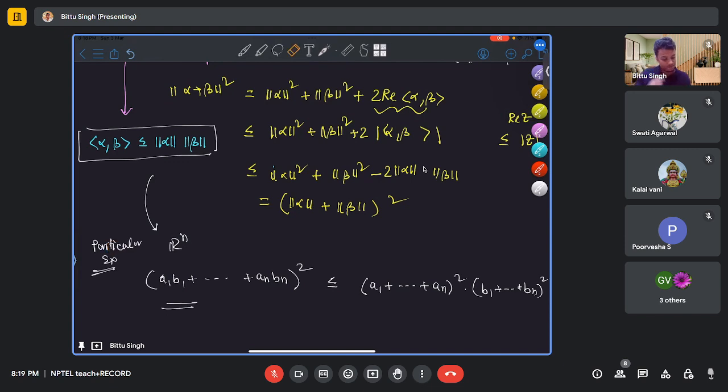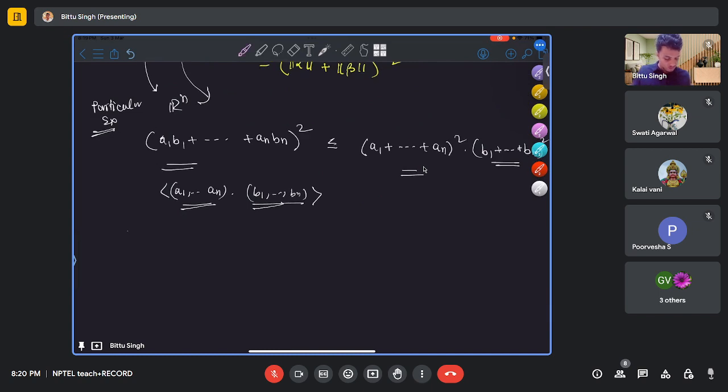Because the left hand side is the inner product of those two vectors, the inner product of a1 up to an with another vector b1 up to bn. And the right hand side is the norm of a1 up to an, and the norm of b1 up to bn. So from here, we are getting this inequality, the particular Cauchy-Schwarz inequality, which is used.